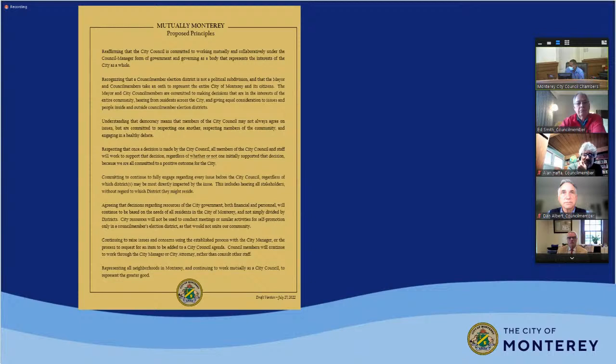I'm not sure if, you know, affirming that you necessarily support a decision just because the decision has been made by the majority of the council is the appropriate way of phrasing that. It could just be taking off "respecting that" at the beginning and saying, once a decision is made by the council, all members of the city council and staff will work just to respect that decision.